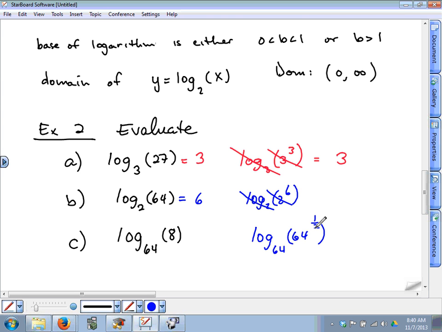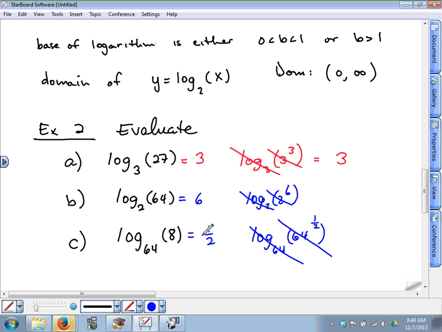Square roots. The power of 1/2 is the same as the square root. What's the square root of 64? 8. Now that we have matching bases, those are gone. So the answer to this question is 1/2. Now, that's a great way to do it if you're familiar with rational exponents and square roots. A lot of students are, and that's great.